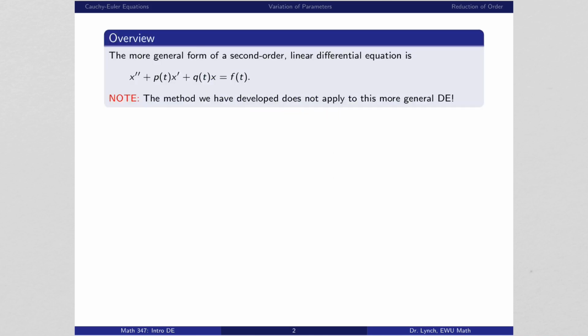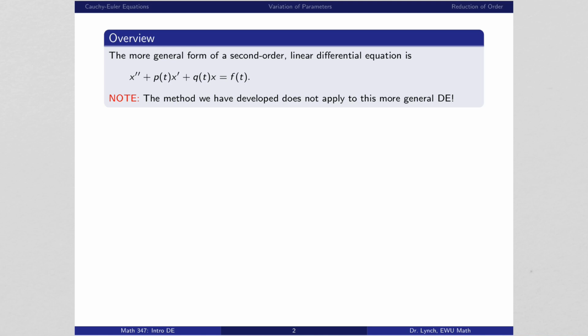So, overview. The more general form of a second order linear differential equation is given here, and again the key is that this differential equation is linear in the unknown function and its derivatives, which in this case is x. The coefficient functions p and q can be anything they want. However, if they're constants, then we have the constant coefficient differential equation that we saw before. So this is a more general form of that second order linear differential equation.